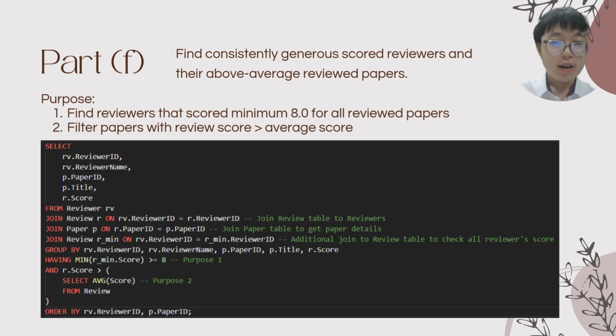So how does this work? First of all, this query has joined and connected the reviewer, review, and paper tables. An extra join on the review table is used to check all scores given by each reviewer. There's a condition of minimum of 8 to ensure that the reviewer never gives a score below it, as listed at purpose 1. Another condition is to check whether the paper is above the average score, as listed at purpose 2, using the AVG subquery. And finally, the results are ordered by reviewer and paper ID so that they are easy to read.